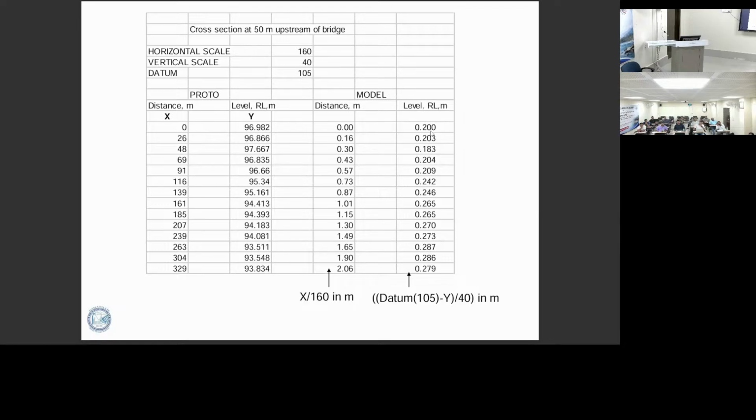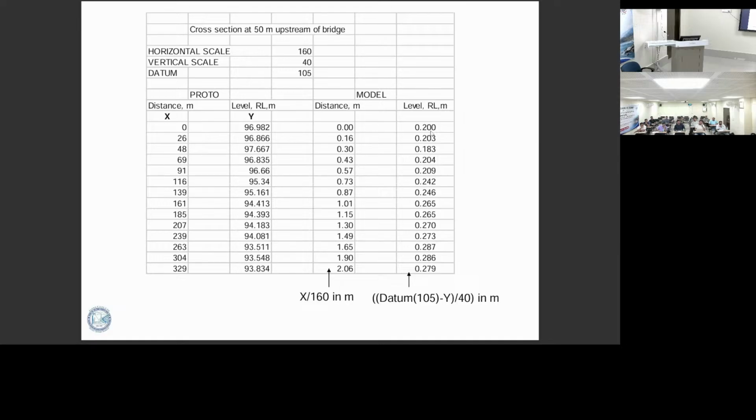9 divided by 40. 40 is your vertical scale. Multiply by 100 is equal to 20 centimeters, so 0.2 meter or 20 centimeters, right? So from here it should be the peg which you are driving here; the top level should be 20 centimeters below this one.